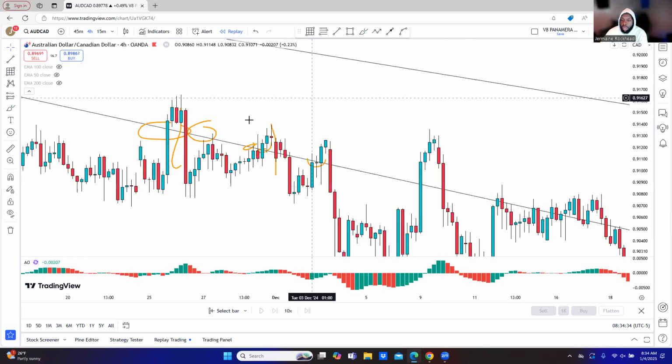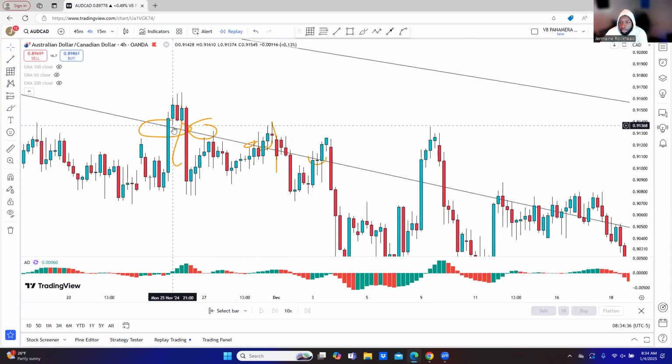Let's zoom in. Look at this, right? They were trying to sell here. They were trying to buy here. They were trying to sell here. They were trying to buy here. That's why these wicks are there on smaller time frames. Okay, they were trying to sell and buy here.